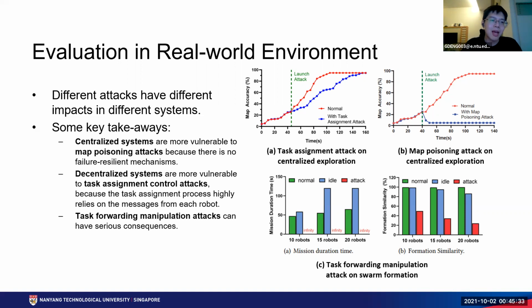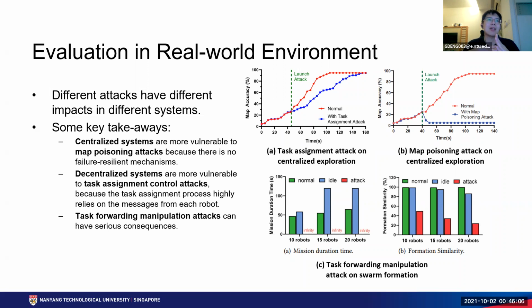On the other hand, the decentralized systems are more vulnerable to task assignment control attacks because the task assignment process highly relies on the messages from each robot. And in this case, robots cannot verify the messages from other robots since the system is decentralized. So the adversary can easily use some false messages to take control of the whole process, which significantly downgrades the system performance.